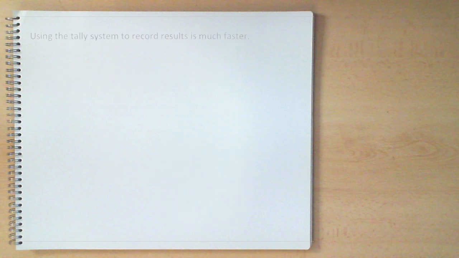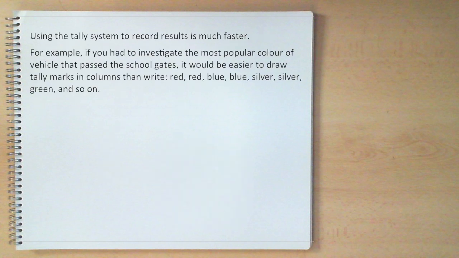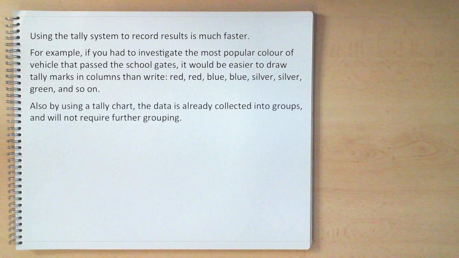The tally system helps us to record results very much quicker than we would be able to otherwise. If we were, for example, investigating the most popular colour of car that passed the school gates, it's easier to draw tally marks in a column than it is to keep writing down red, red, blue, blue, green, black, and so on. Also, by using the tally chart, the data is already collected into groups and doesn't require you to do any more work on it to get it into the groups. It's also very much quicker to pick out the numbers from the tally chart than it is in any other way.